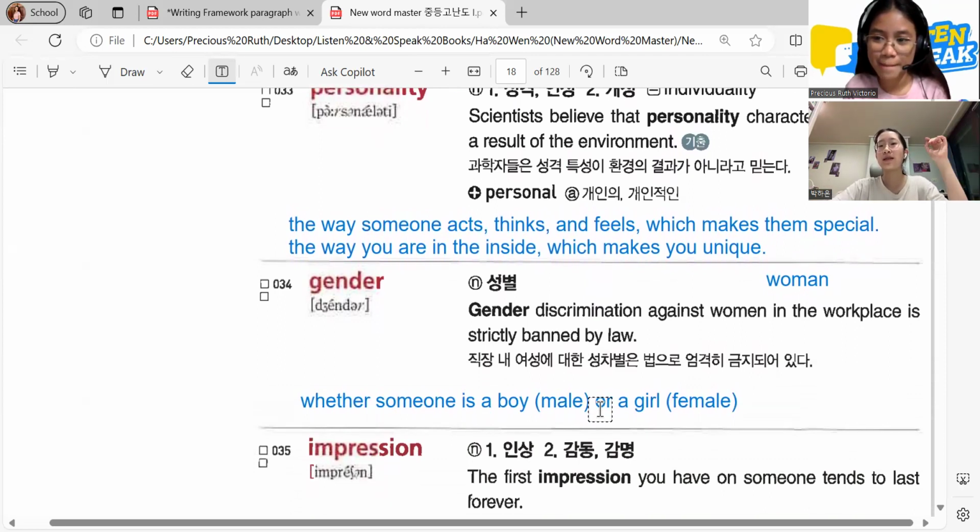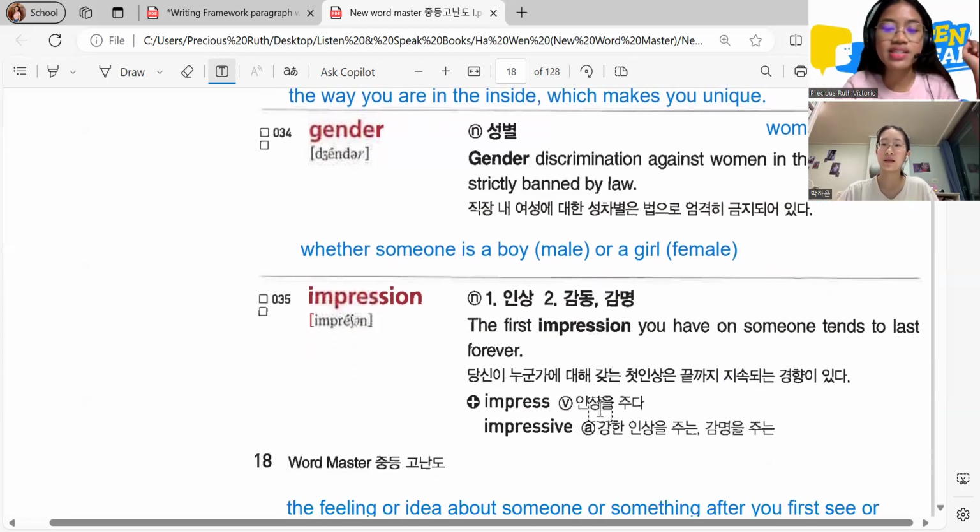Okay, next. Impression. The first impression. What is it? Feeling or idea about someone, when you see them at the first time. Okay, next. We have impressive. Other words of impression, we have impress and impressive. Impressive is like someone did something good, and then you will say, oh, it's very impressive. Like you were amazed that it was good.